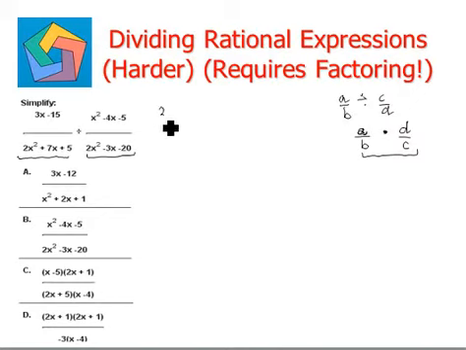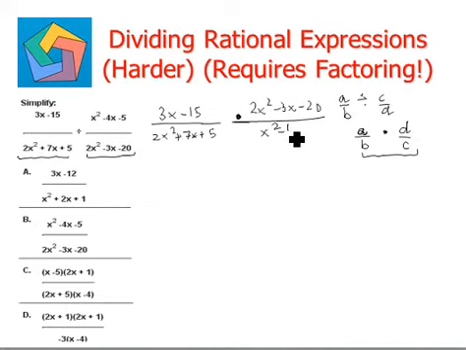So we keep the first rational expression as it is, we change the division to multiplication, and flip the second fraction, that is, the denominator will become the numerator and the numerator would become the denominator. Now we'll factor wherever possible. Look at the first term, we can pull out a 3 and we're left with x minus 5 inside the parentheses. The denominator can be factored by splitting the middle term, and we write down the factors like this.